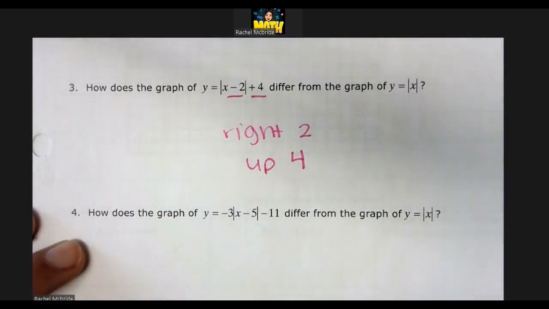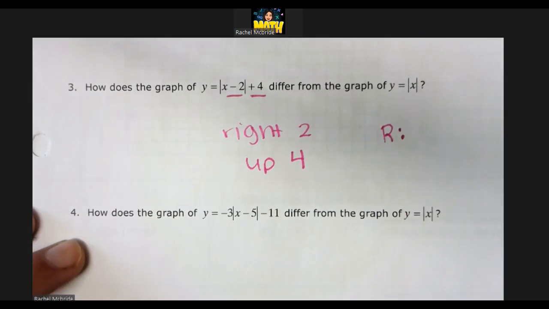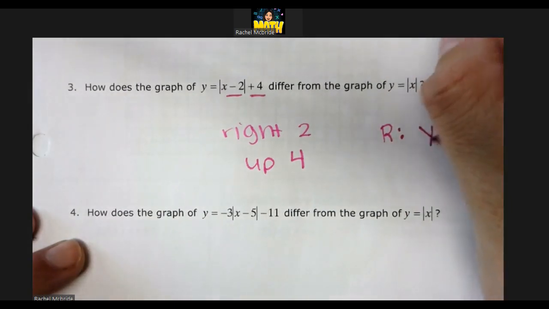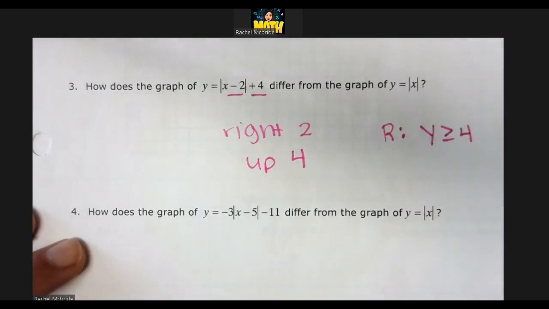Without graphing, who can tell me what my range would be for number 3? Go ahead, Jesse. Perfect. Y is greater than or equal to 4.